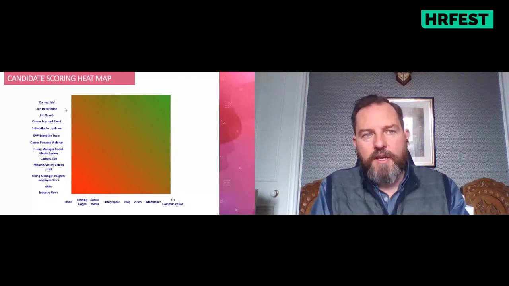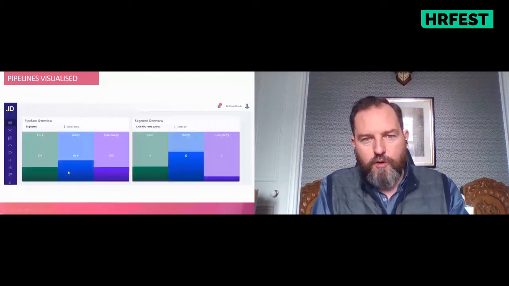Ideally, what you want is pipelines visualized in this kind of way. So who's cold, who's warm, who's hire ready. Pipelines for things like engineers, for example. In this case, 578 who are cold, 848 who are warm, 573 who are hire ready.